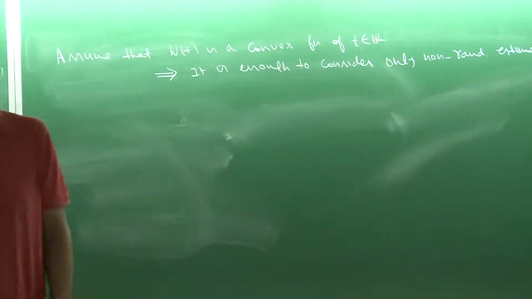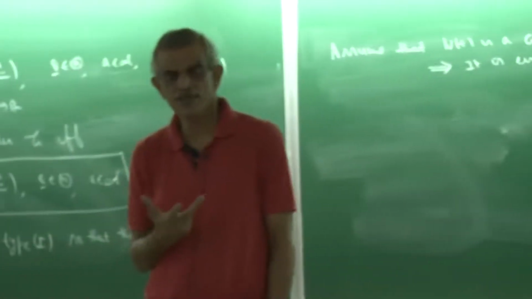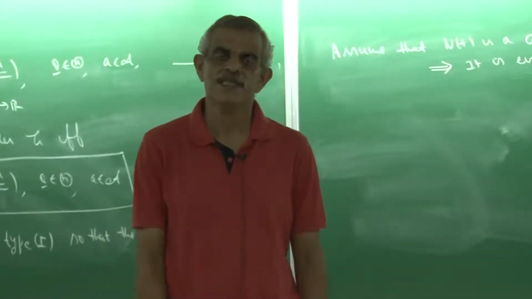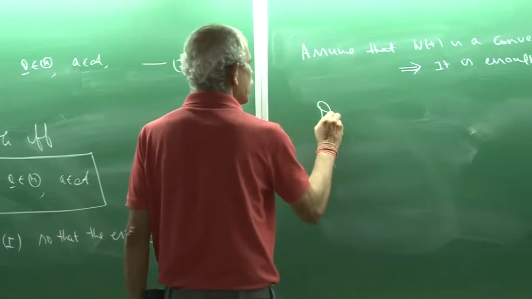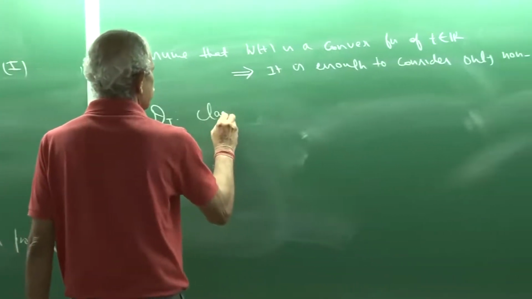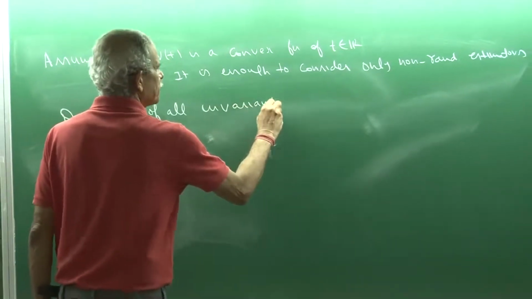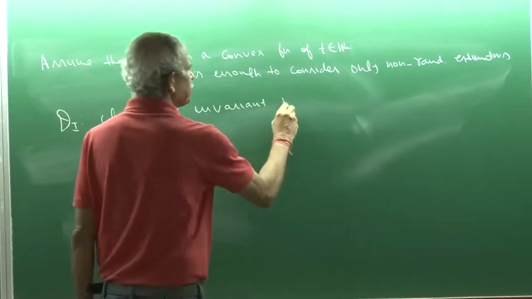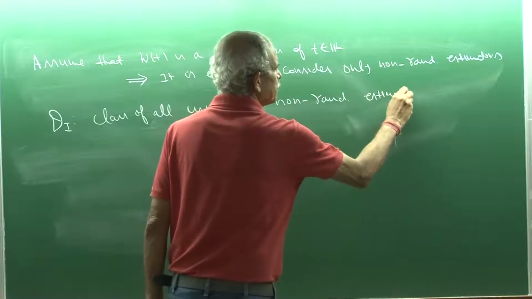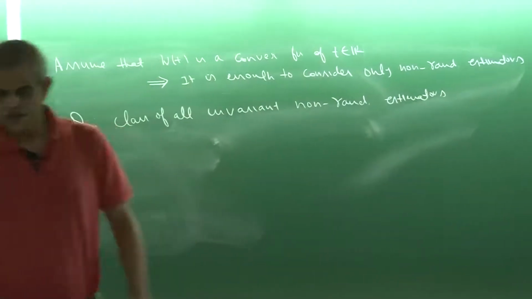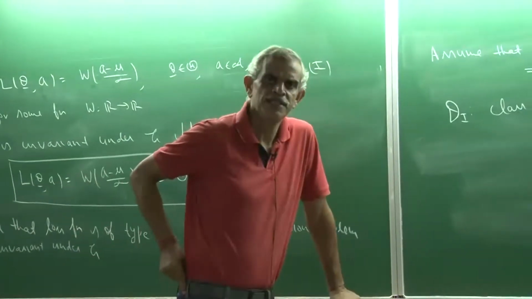So what I do is I consider only those non-randomized estimators which are invariant. That is what the principle of invariance demands, that you restrict only to the class of invariant estimators and then try to find a best estimator over there. So D_i, suppose, is the class of all invariant non-randomized estimators. So let us try to see what should be the structure of an estimator in D_i.